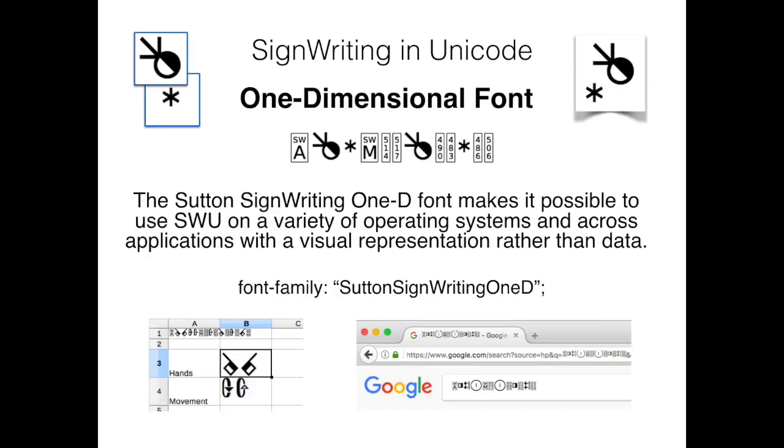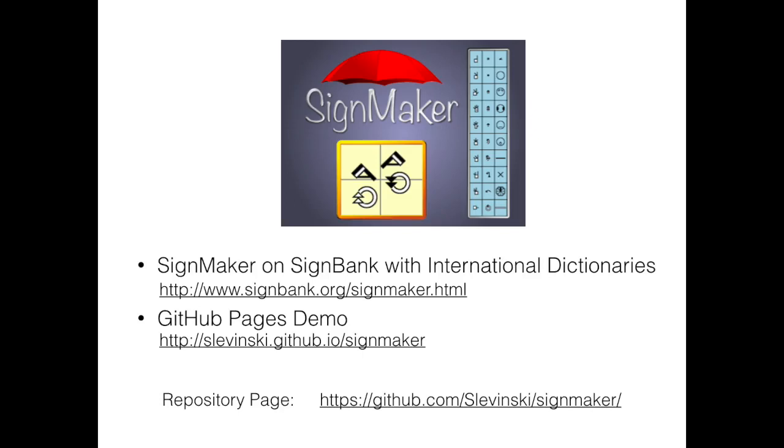This presentation will show the one-dimensional font being used in SignMaker 2017. If this font is installed on a user's computer, they will also be able to use the SWU characters with a wide variety of applications. Once installed on Mac or Linux, the characters will automatically use the font for display. For Windows, the characters must have the font manually set to the Sutton SignWriting 1D font. So let's open SignMaker 2017 and take a look.